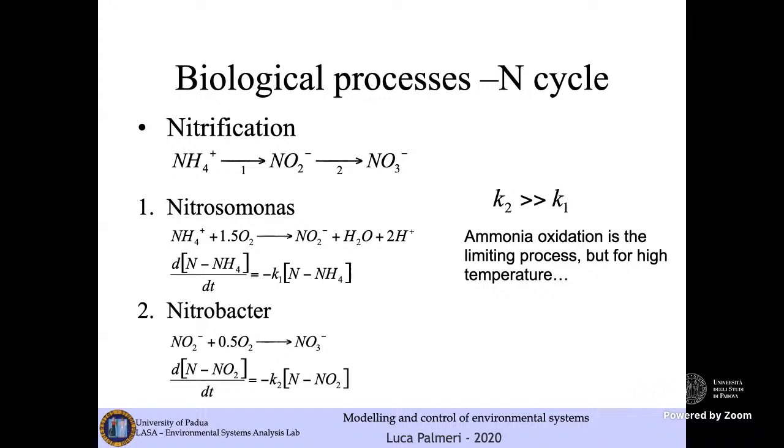Please take into account the fact that these processes are carried out by bacteria whose ability or speed of processing is very different. In particular, the Nitrobacter are much faster in converting nitrite into nitrate.